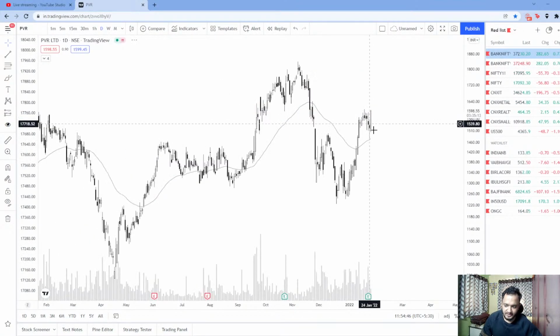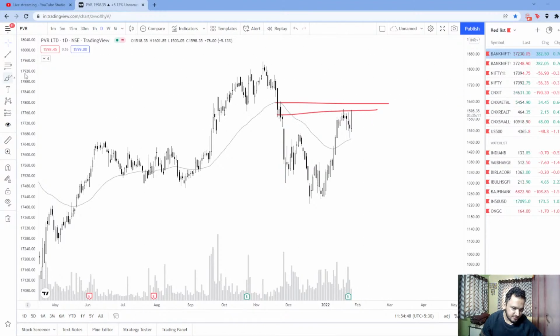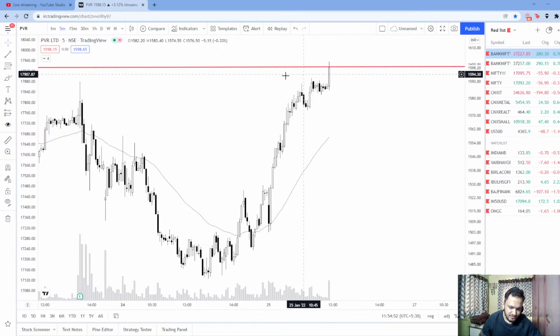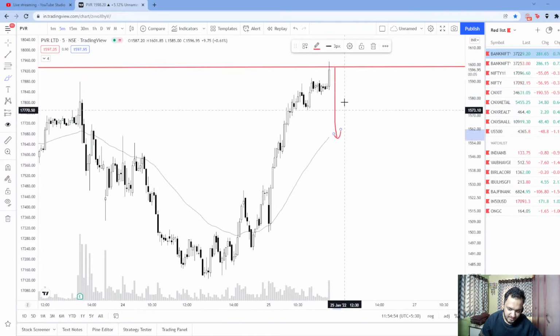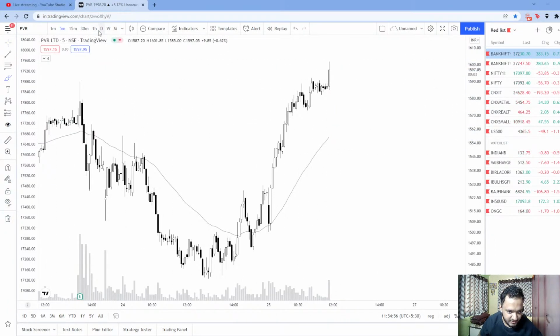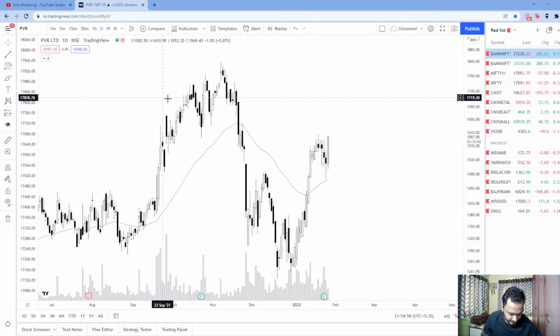PVR, nothing is there in PVR. We've discussed PVR. We don't want to buy this. Don't chase the momentum. If the market starts falling, this will start falling. So don't chase it. It's even extended on the 5-minute chart, forget about the daily chart.